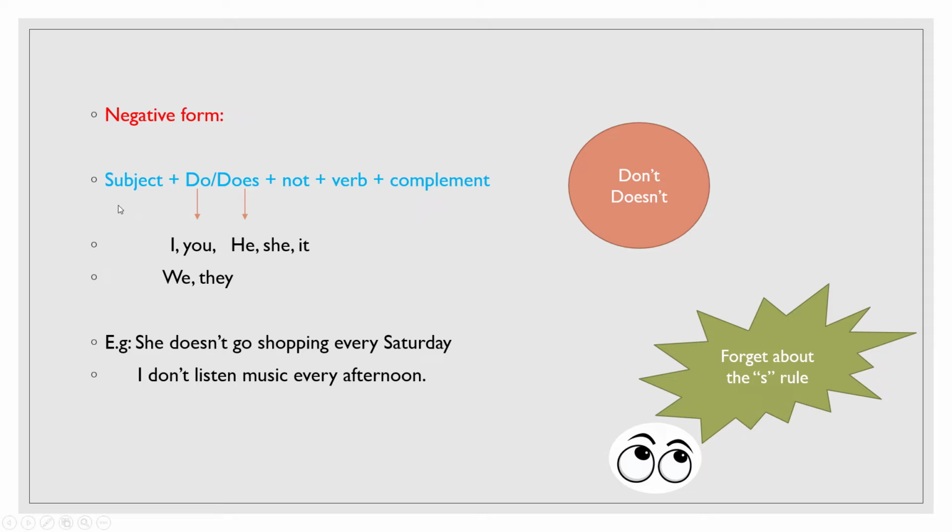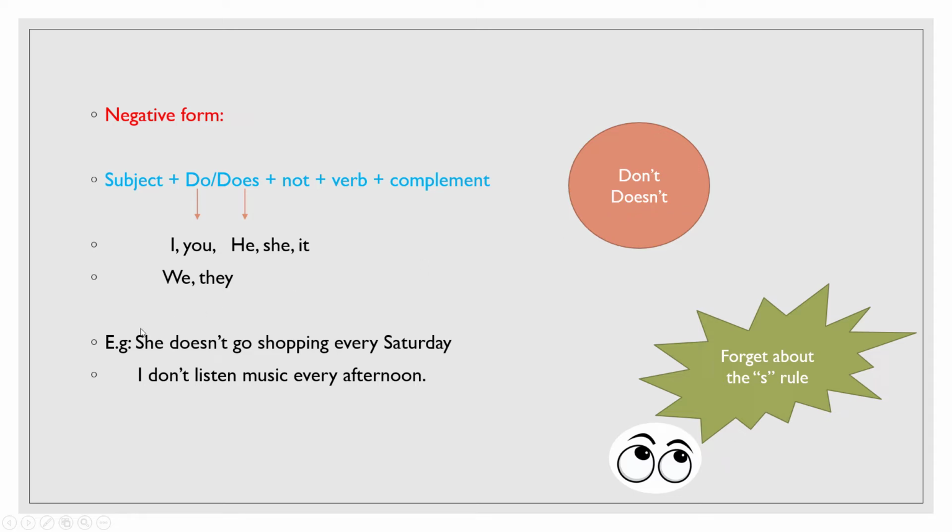Okay, the structure is the next one. First, subject, then you have to use do or does, then not, the verb, and finally the complement. You have to use the auxiliary do with the next pronouns, I, you, we, and they. And you're going to use the auxiliary does with the pronouns he, she, and it. You can say do not or does not, but you can also say don't or doesn't.